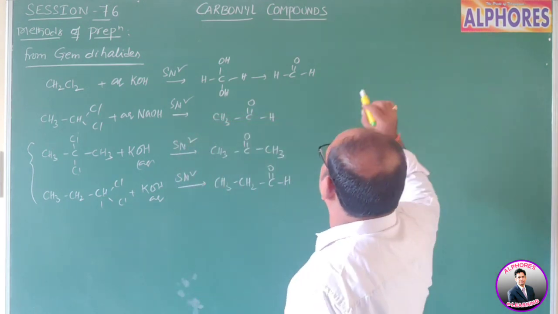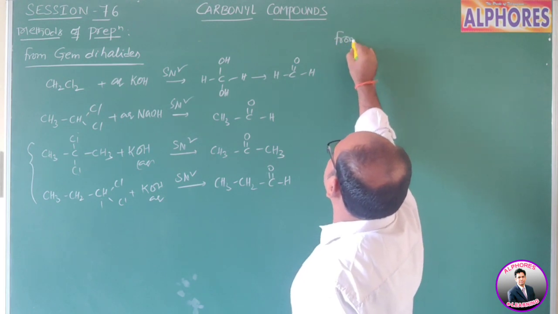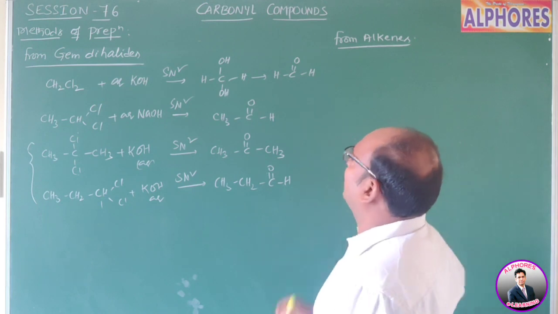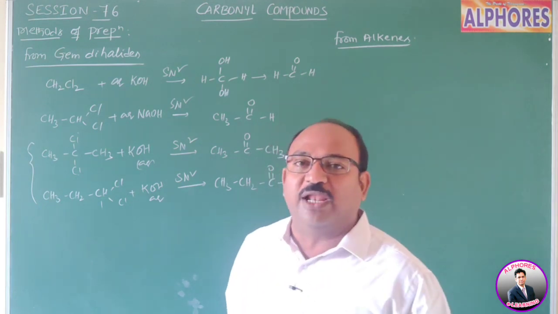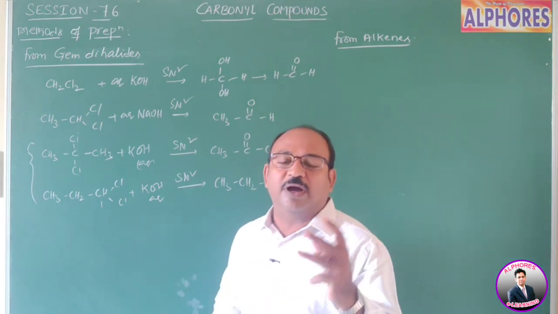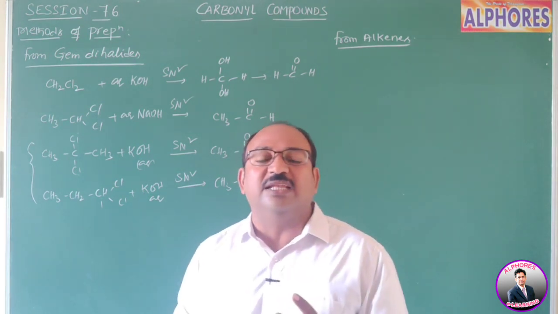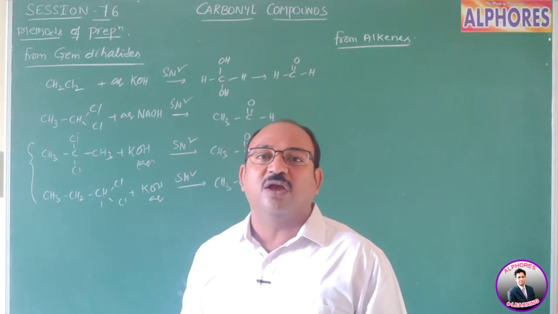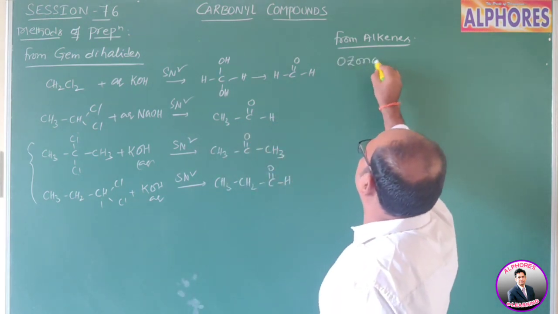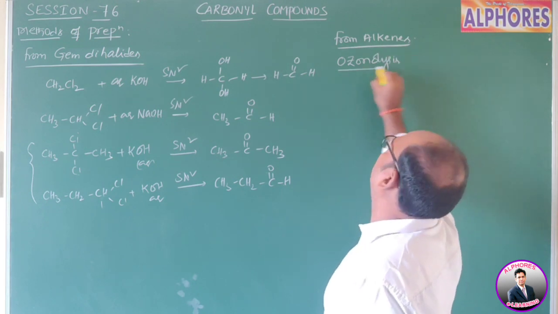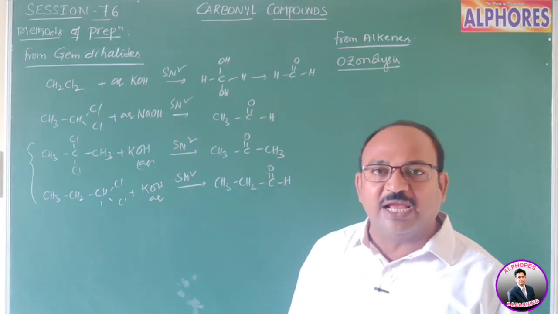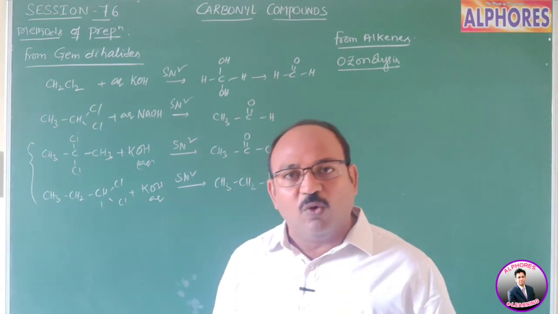Now, from alkenes we can prepare carbonyl compounds. One, from alkenes upon ozonolysis we get carbonyl compounds. Let us see. Ozonolysis: addition of ozone followed by breaking of bonds. Ozonolysis means breaking of bonds. Breaking of bonds takes place because of ozone.